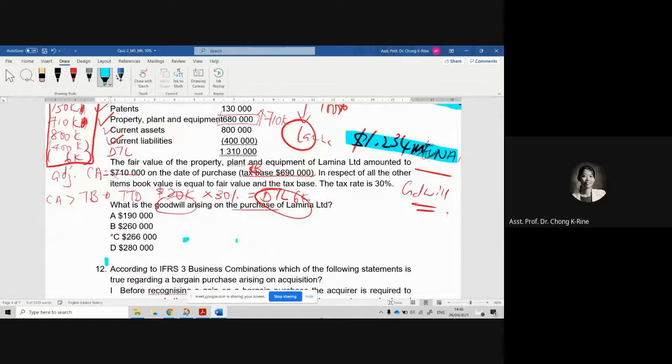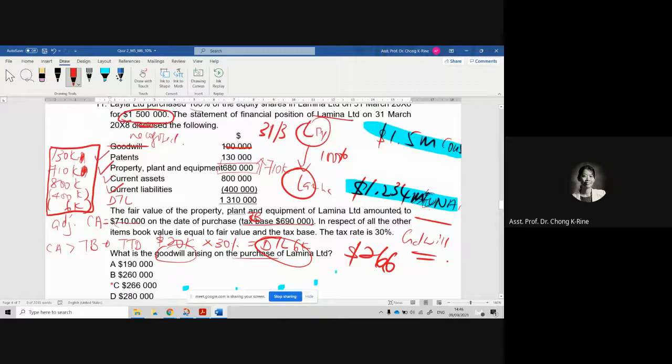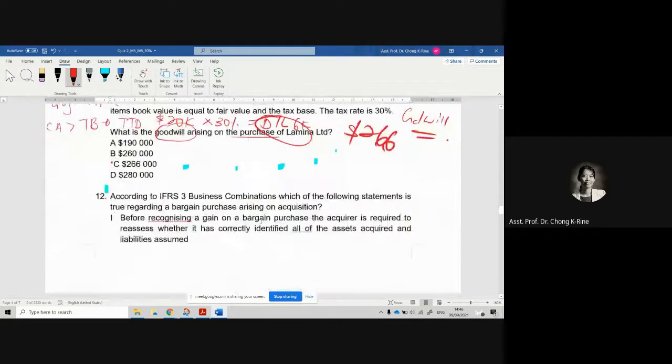And therefore our goodwill is 266. 1.5 million minus 1.234 million is 266. Okay, now the answer is C, 266. I randomized your answer, so I don't know what your answer is, but the answer is C, okay, 266.